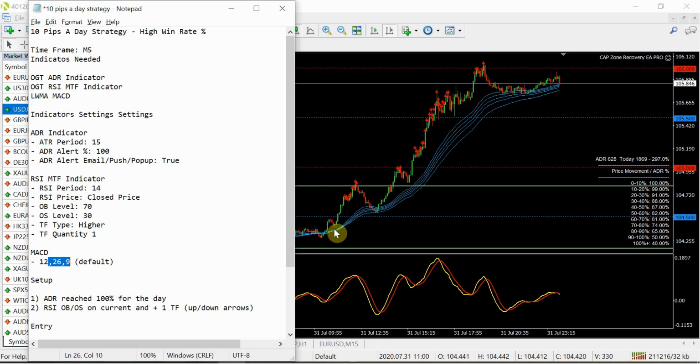So those are the indicators that you need, and again I will link to those, or I probably would have already done it while I've done this video, so you guys can learn a bit more about those indicators if you so wish to. Now let's go into the setup.